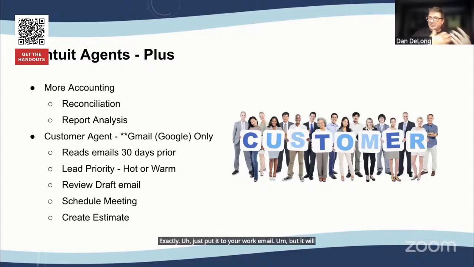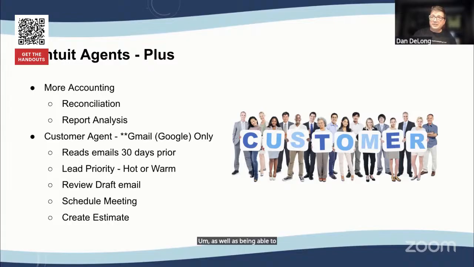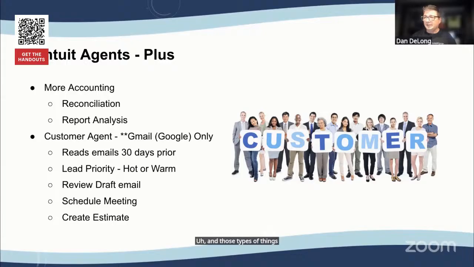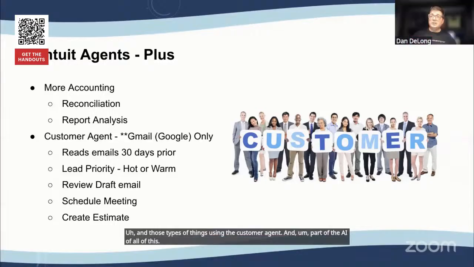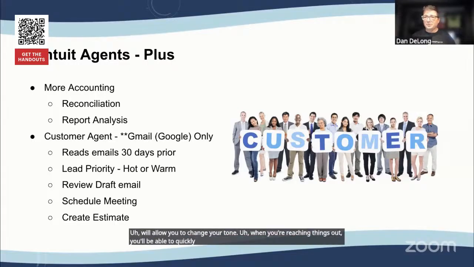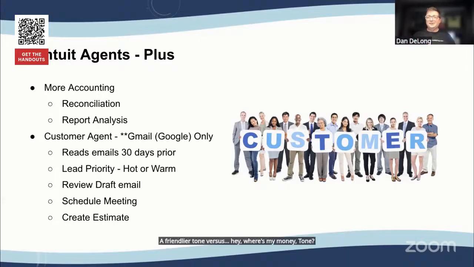But it will create draft emails for you, as well as being able to allow them to schedule meetings, as you have connections between those things that are integrated into your email. And then, of course, in QuickBooks, you'll be able to create estimates and those types of things using the customer agent. And part of the AI of all of this will allow you to change your tone. When you're reaching things out, you'll be able to quickly switch between a friendlier tone versus, hey, where's my money tone? Yeah. I love that option, the drop down.